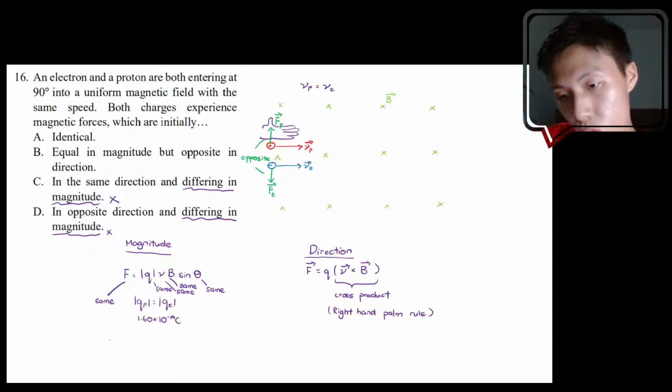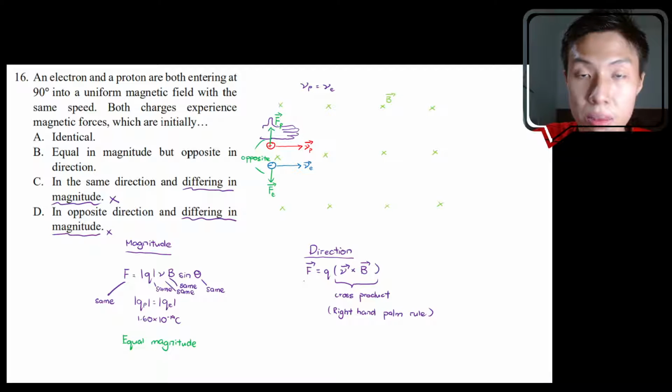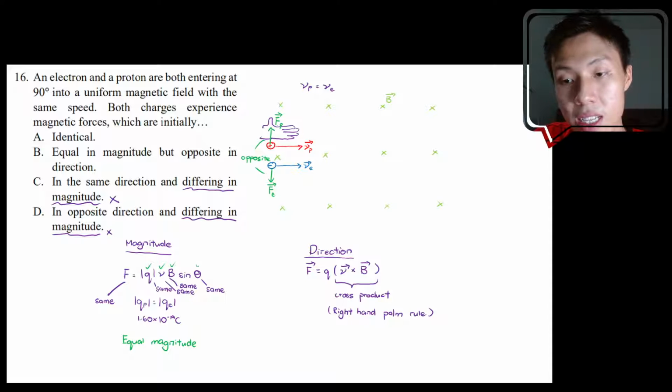Okay, so your conclusion is they have equal magnitude. Why do they have equal magnitude? Because proton and electrons have the same magnitude of charge, and they are moving with the same speed into the same magnetic field at the same direction. So everything Q, V, B, and theta are the same.